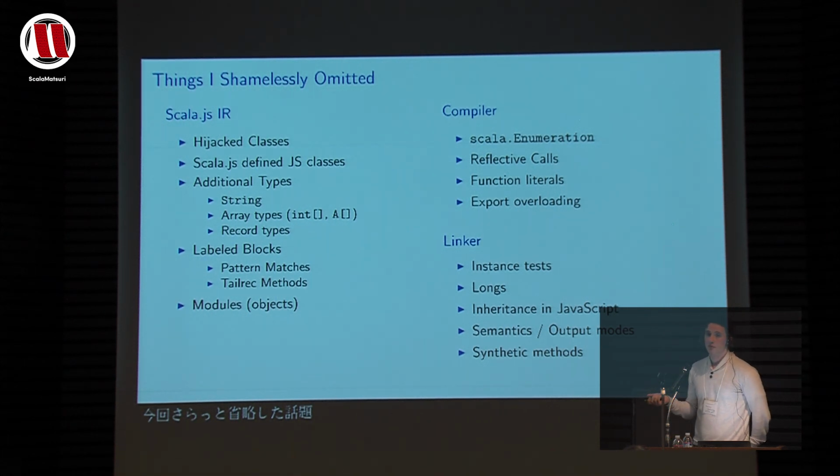Whatever. The linker. Something I've completely neglected is instance tests. Right? I said we erase interfaces, but we still need to be able to reply to the question, is this thing an instance of this interface? Right? So each object actually carries a dictionary of its supertypes, superclass types.